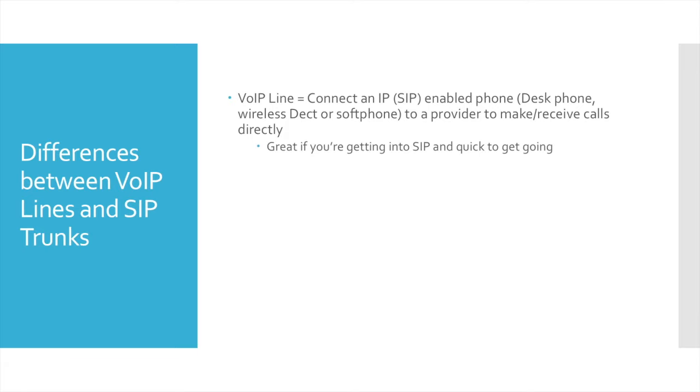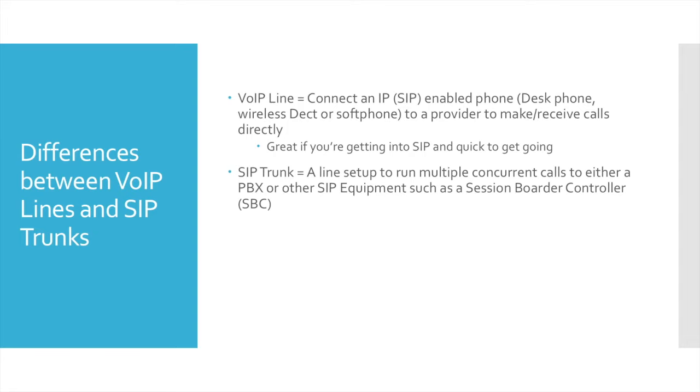A SIP trunk on the other hand can be thought of as a trunk line such as ISDN. You set up a connection between your provider and PBX or other telephone equipment such as a session border controller, capable of handling multiple concurrent calls and distributing these calls onwards. Calls then run over this connection. You can think of a PBX setting up SIP lines for its extensions if we used what was discussed previously.